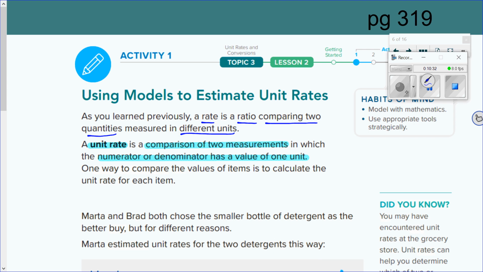As you learned previously, a rate is a ratio comparing two quantities measured in different units. A unit rate, which is our new definition, is a comparison of two measurements in which the numerator or denominator has a value of 1 unit. So that's really all we're doing differently now: instead of going to random numbers, we're always going to turn one of them into a 1, which is kind of nice because that means I'm dividing by whatever the other number is. So it's going to make it easier to do.